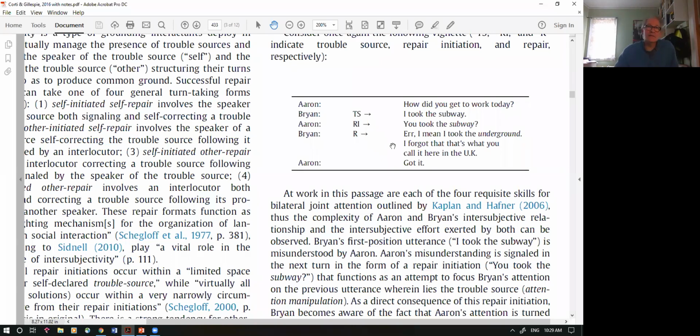But this idea of repair is purported to be universal. But as any linguist or conversation analyst would say, it's still an empirical question, because not every human language has been described that way.